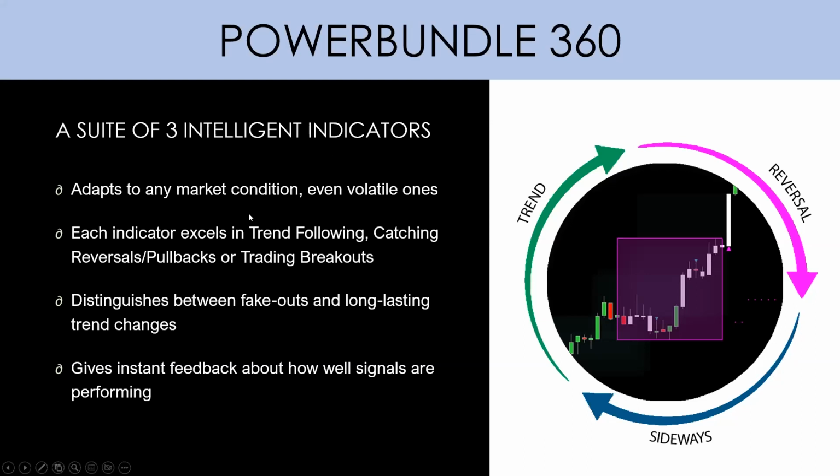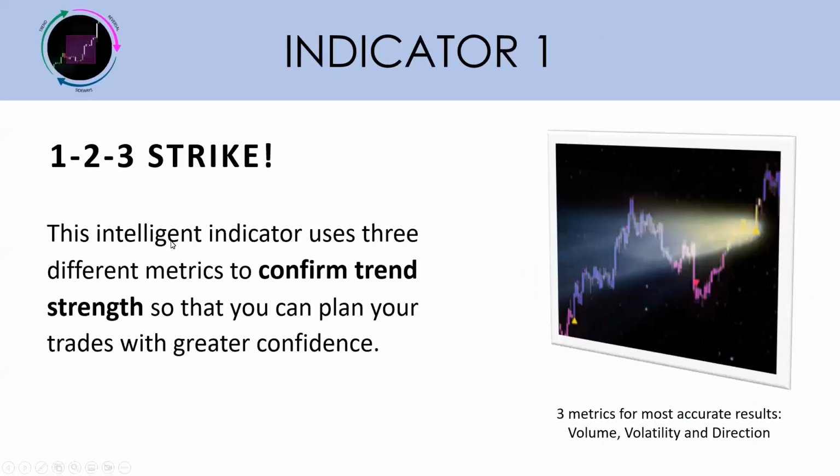So what are these 3 indicators? The first one is called 1, 2, 3 strike, which is our trend following indicator, and it will generate an entry signal right on the chart if a strong trend is detected. And it does so by looking at 3 dimensions, which is directionality, volatility, and volume. And if all 3 factors come together, an entry signal is generated.